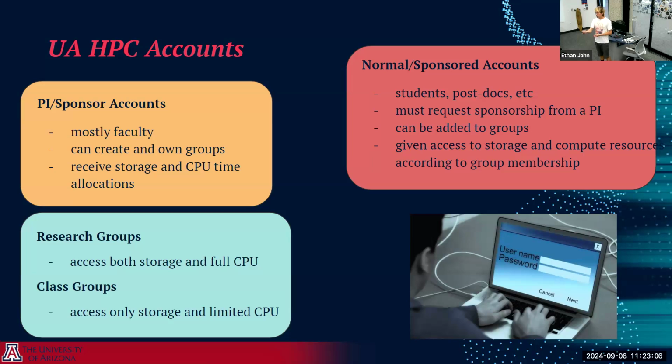All right. So there are two types of groups that users can be added to. We have research groups. This is the most commonly used type of group. Members of research groups will receive access to both storage and CPU. Effectively, if you join a PI who's using the HPC for their research, you would join their research group and then be able to run all of your analysis on the HPC. There are also class groups. These might be courses that students join where they'll use the HPC, but receive limited access to storage and CPU.